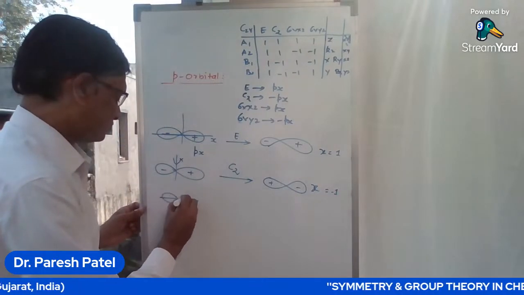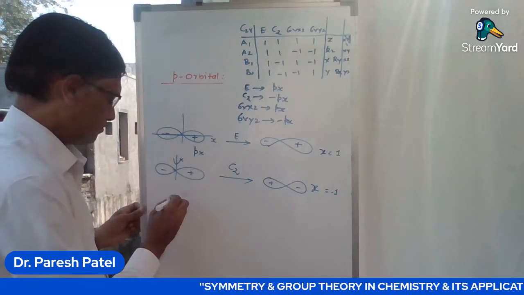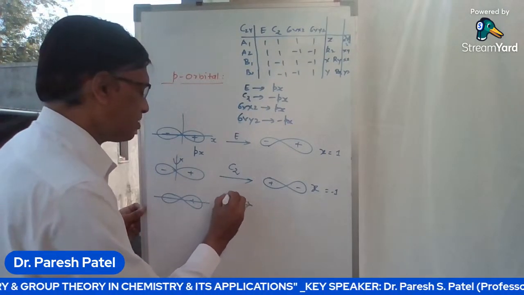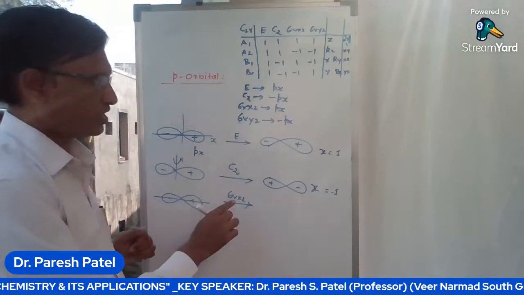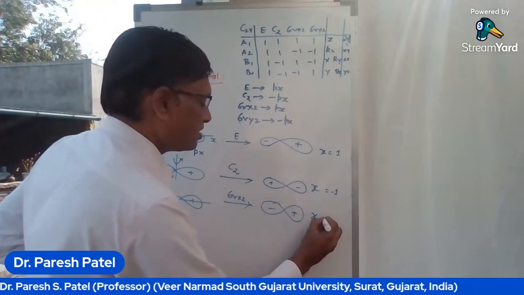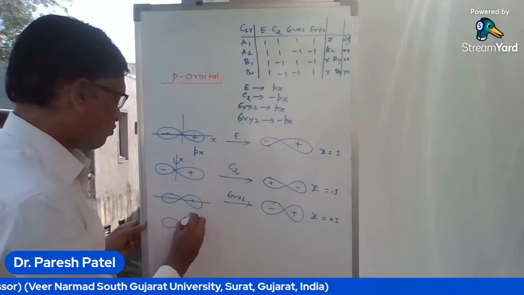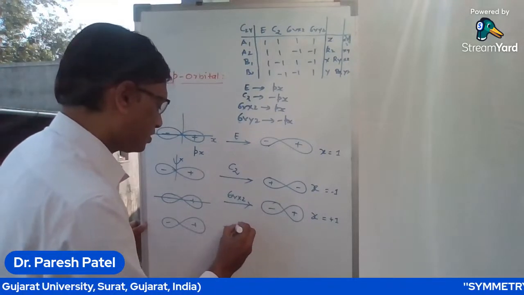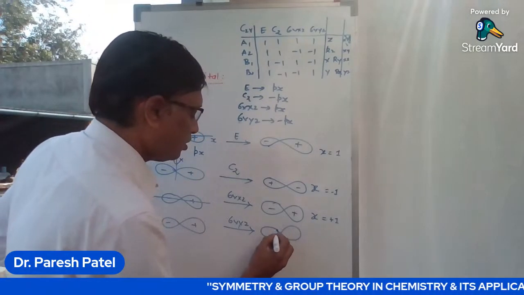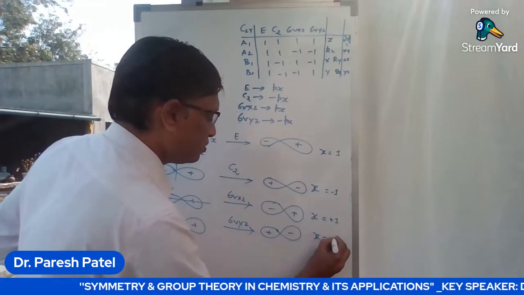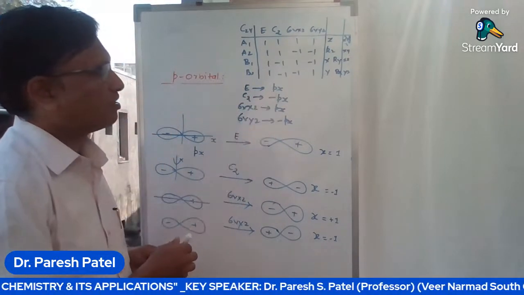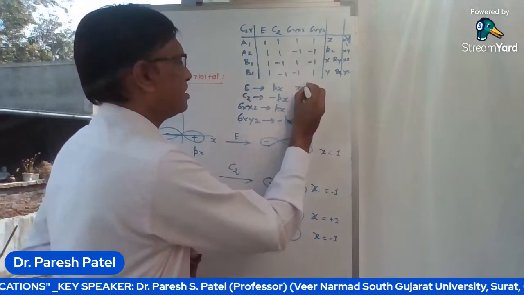In case of sigma Vxz symmetry operation, we know that this is the molecular plane, so there is no change in the position of px, so the character can be assigned as plus 1. Similarly, if we go for the sigma Vyz symmetry operation, the positions of the lobes plus and minus change, which means the character is equal to minus 1. And we already derived that E can be represented as plus 1, so the character can be assigned as plus 1.